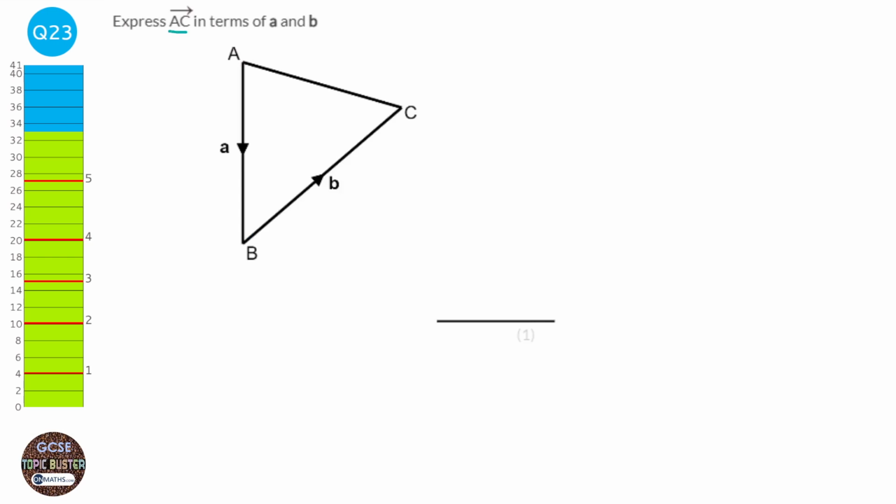So the question asks us to go from A to C. So we're starting at A, going to C. Now it would be nice if we can go straight there.